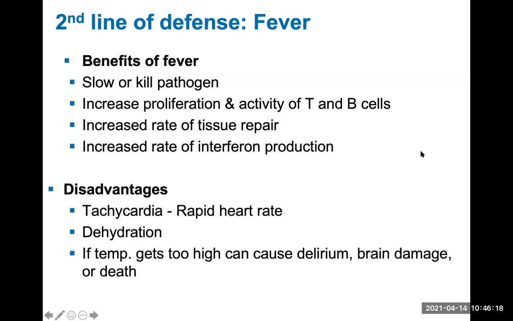Disadvantages, of course: if the fever gets too high, you can have delirium, brain damage, death. It does speed up metabolism and all these processes, so that can speed up your heart rate. And for some individuals, they're more sensitive. They might have underlying health conditions, and so it can be an issue. For most normal individuals, a fever would not be an issue, right? Dehydration can occur for anyone, though. Now we have more activity happening, we're hotter, so we need to replace our fluids more rapidly.